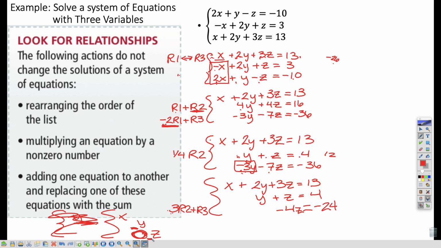One thing I need: leading coefficient. Leading coefficient on my z of what? 1. So what do I need to multiply negative 4 by to get 1? Negative 1/4. And hopefully I can squeeze it in. Now do you see why I said start at the top of the paper? Yes, ma'am.